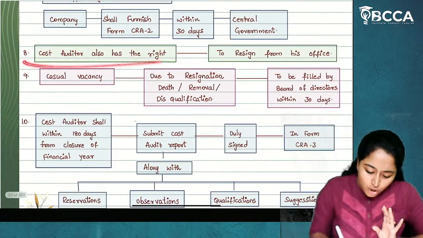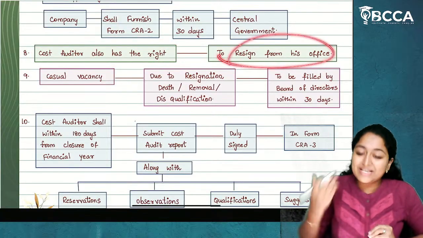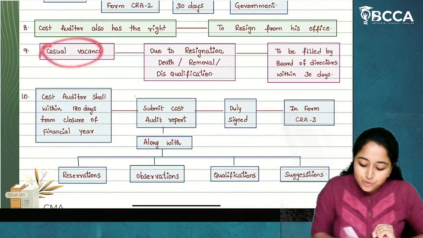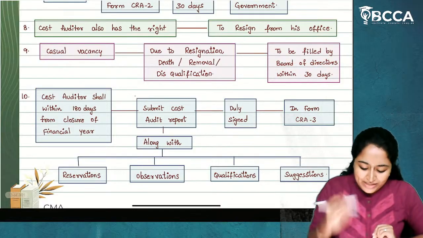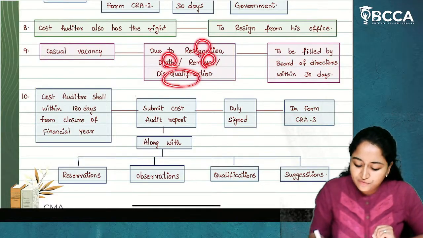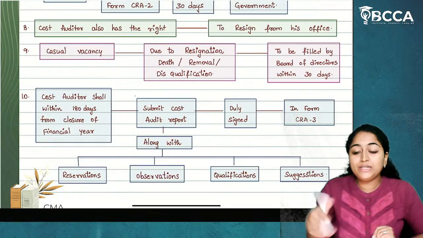I hope it's clear. The cost auditor also has the right to resign from his office. Casual vacancy, if anything is there, due to resignation, death, removal, disqualification, he has to be appointed within 30 days.